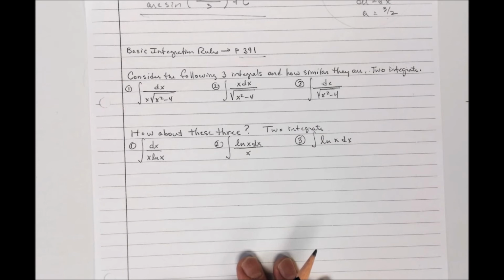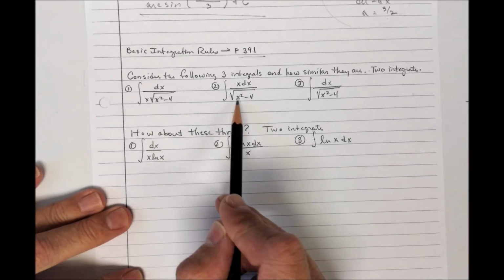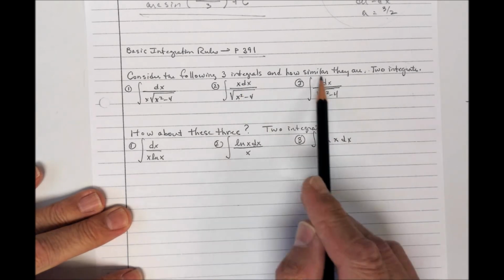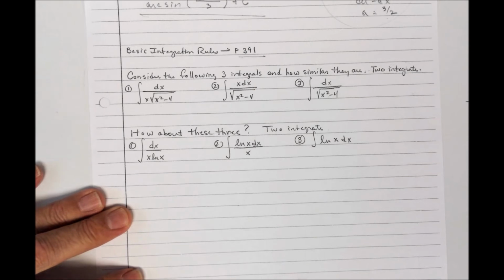Oh yes, oh yes, oh yes, because there's so many problems that are similar looking. If you don't know your rules, you're going to have trouble. And with differentiation, you can differentiate just about anything. But with integration, they have to be set up. Now look at these 3 examples. It says, consider the following 3 integrals and how similar they are. 2 of them integrate. Which one does not?